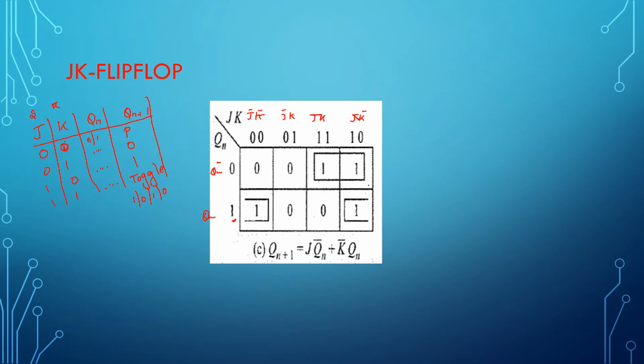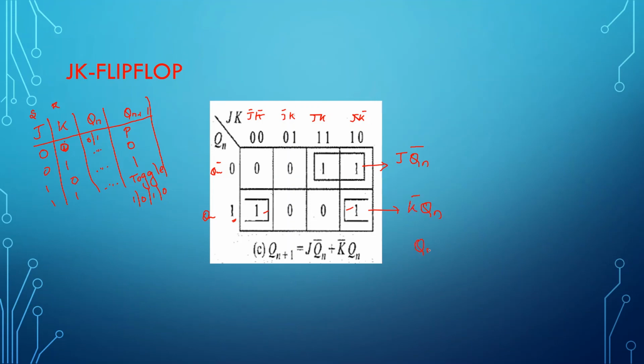And I'll go with the pairing. I can find one pair here, and one pair here. Can I know what is the term corresponding to this pair? It is Qn bar. And here, which term is remaining constant? J. And with respect to the other pair, the term corresponding to this will be Qn, and the constant term is K bar.